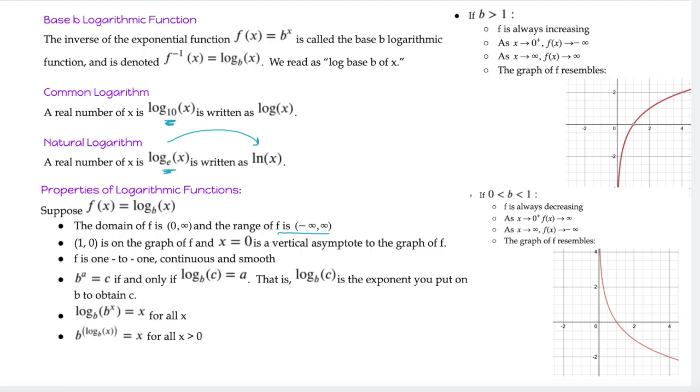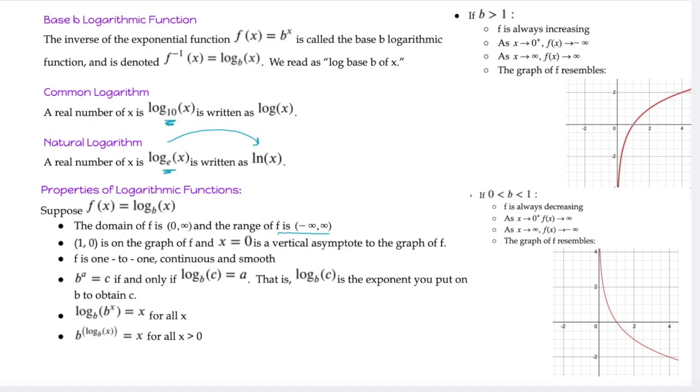This goes back to our unit on inverses because they are the opposite of one another. Similarly, since it is the inverse, instead of (0, 1) being on the graph, the inverse would have (1, 0) on the graph. Also, x equals 0 is a vertical asymptote. It's also one-to-one since it passes the horizontal line test, continuous and smooth. We have some other properties that we're going to utilize a lot in the upcoming sections.